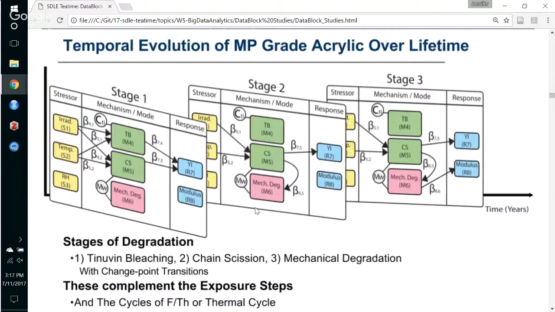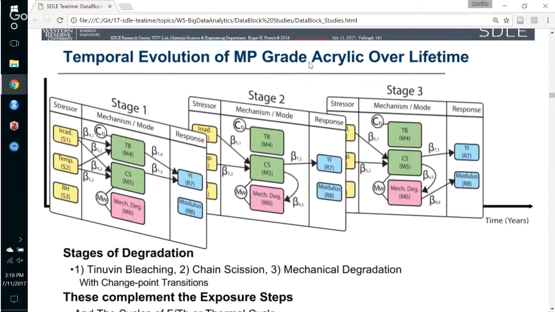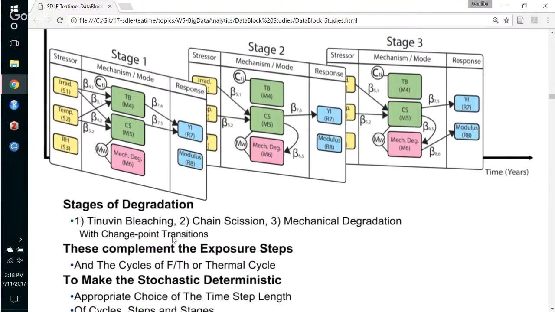And so these stress mechanism response models can change over time as well. So what is your dominant mechanism of degradation in the beginning may change over time. So here, for degradation of an acrylic, we see that it's Tinuvin bleaching. Tinuvin is a light stabilizer, I think. And so that bleaching over time is our first primary mode of degradation. But then we have a change point in our model, and then the mode of degradation changes to chain scission and then mechanical degradation.